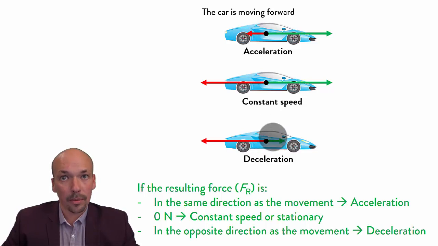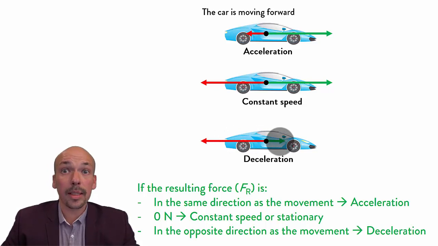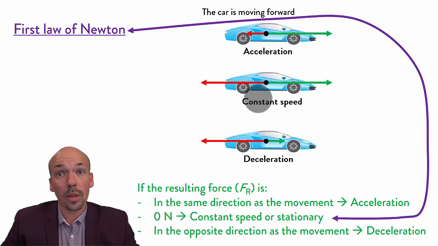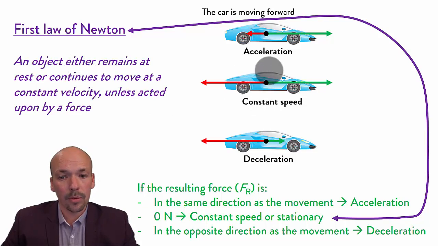Of course, when this car finally stops and there will still be a force to the left, then it will start accelerating to the left again. The 0 newton, it's a strange one, you have to remember this one. It's also the first law of Newton. An object either remains at rest or continues to move, like here, at a constant velocity unless acted upon by a force. Here there are forces, but they equal 0, so we do not say that it's acted on by a force, so therefore it will go further on at a constant speed or stay stationary.